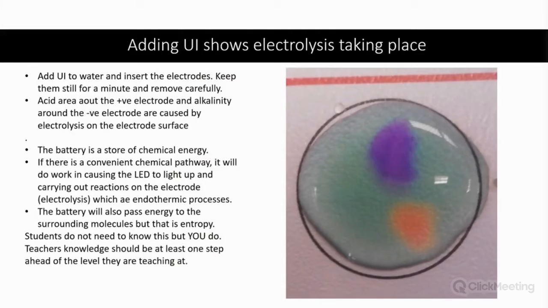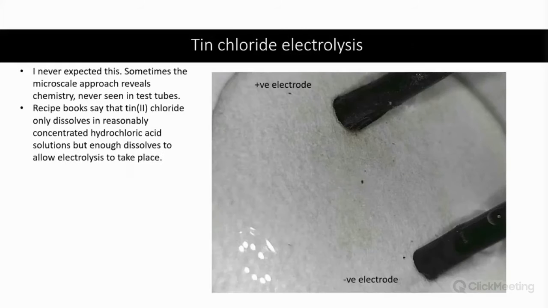If you put universal indicator into tap water, you can see these wonderful colours coming up. And look at that. Around the red, you've got the yellow, and round the dark blue, you've got the light blue there. And you see reactions occur. Remember, for a substance to conduct electricity, electrolysis has got to happen.